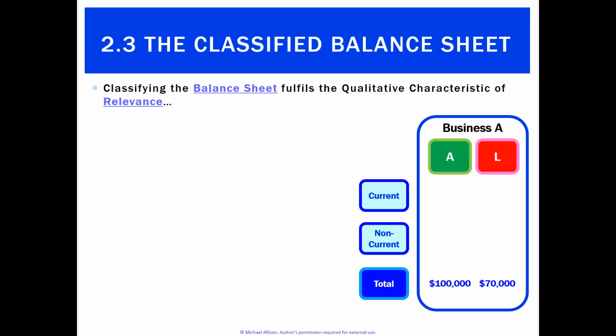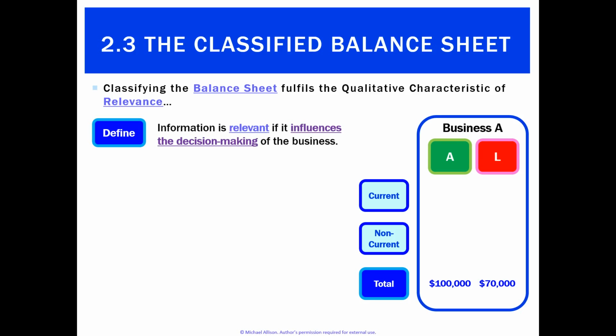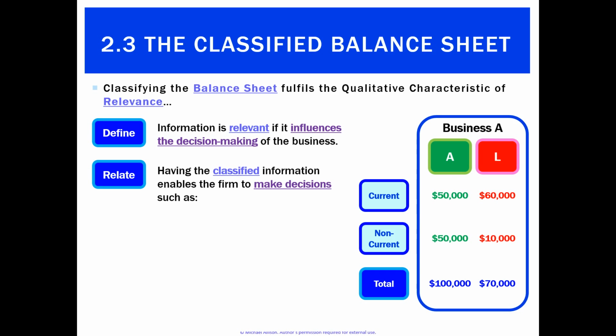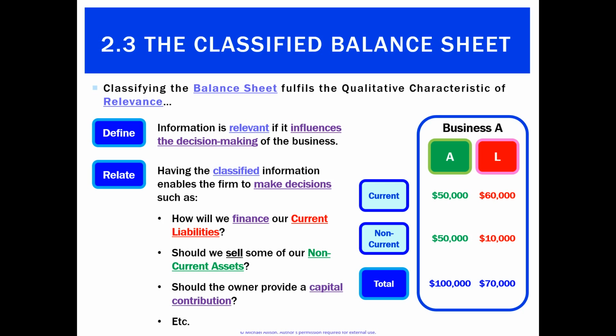Why are we doing this? Well, it fulfills the qualitative characteristic of relevance. If we define that, information is relevant if it influences the decision making of the business. So going back to business A for a second, if we have this classified info, it helps us make decisions. For example, how will we finance our current liabilities? They're actually 60,000 and we've only got $50,000 of current assets. It's a really important decision. We might need to sell some of our non-current assets, or maybe the owner needs to provide additional capital. So if we get a theory question as to why we're classifying, it's all about relevance and being able to make decisions.